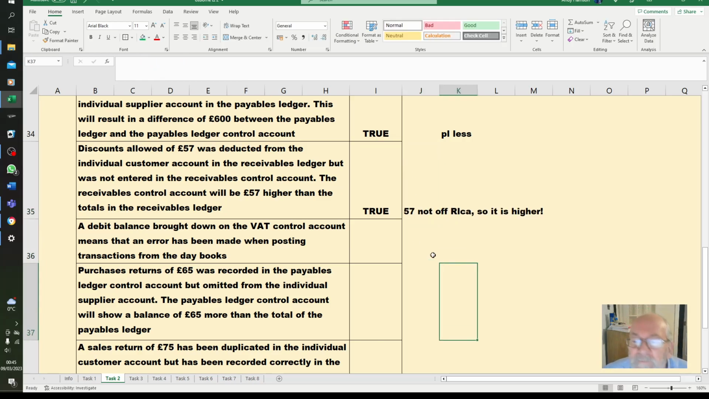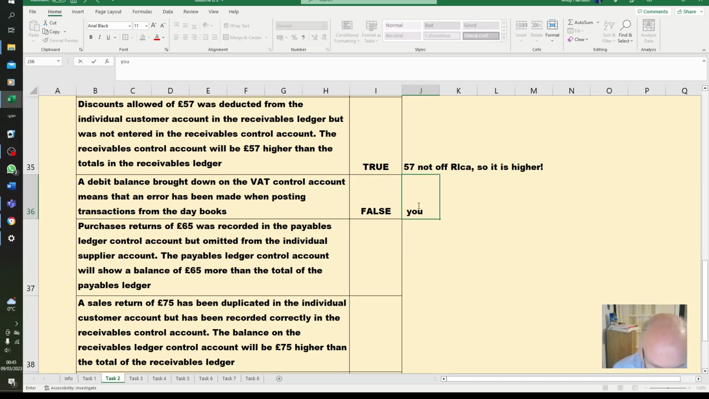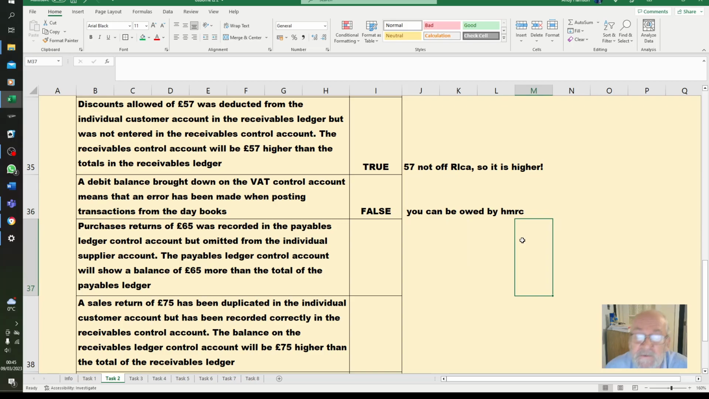Comment. Debit balance on the VAT, an error? No. I'll say straight away, that's no. That's an easy one. You can be it. We can be owed by HMRC. Every business sooner or later will have a refund from HMRC.